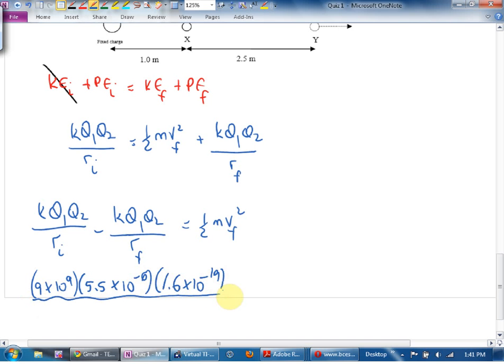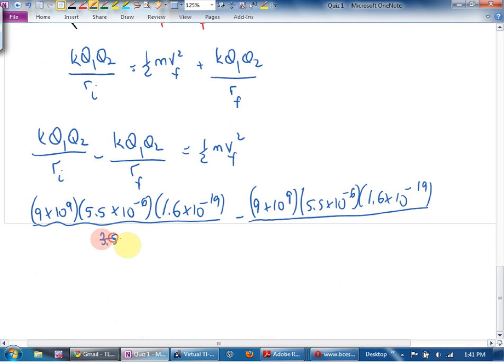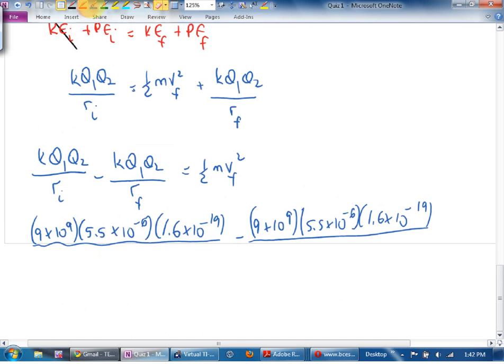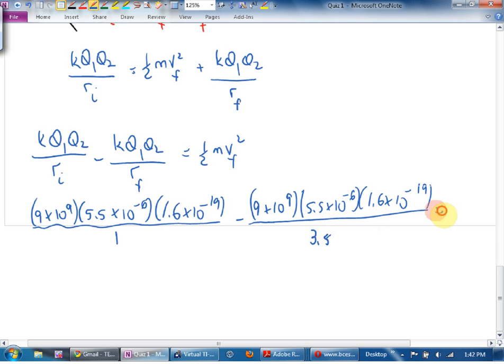My initial distance is not 2.5. What's my initial distance? 3.5. Minus 9 times 10 to the 9th, 5.5 times 10 to the negative 6, 1.6 times 10 to the negative 19, all divided by r final. Oh, hang on, is my initial x? Am I moving? Sorry, my initial is x. I was looking at this going, wait a minute, I think I'm starting at x and I'm moving away. So my initial is 1, and my final is going to be 3.5. Is that right? That equals a half m v final squared.